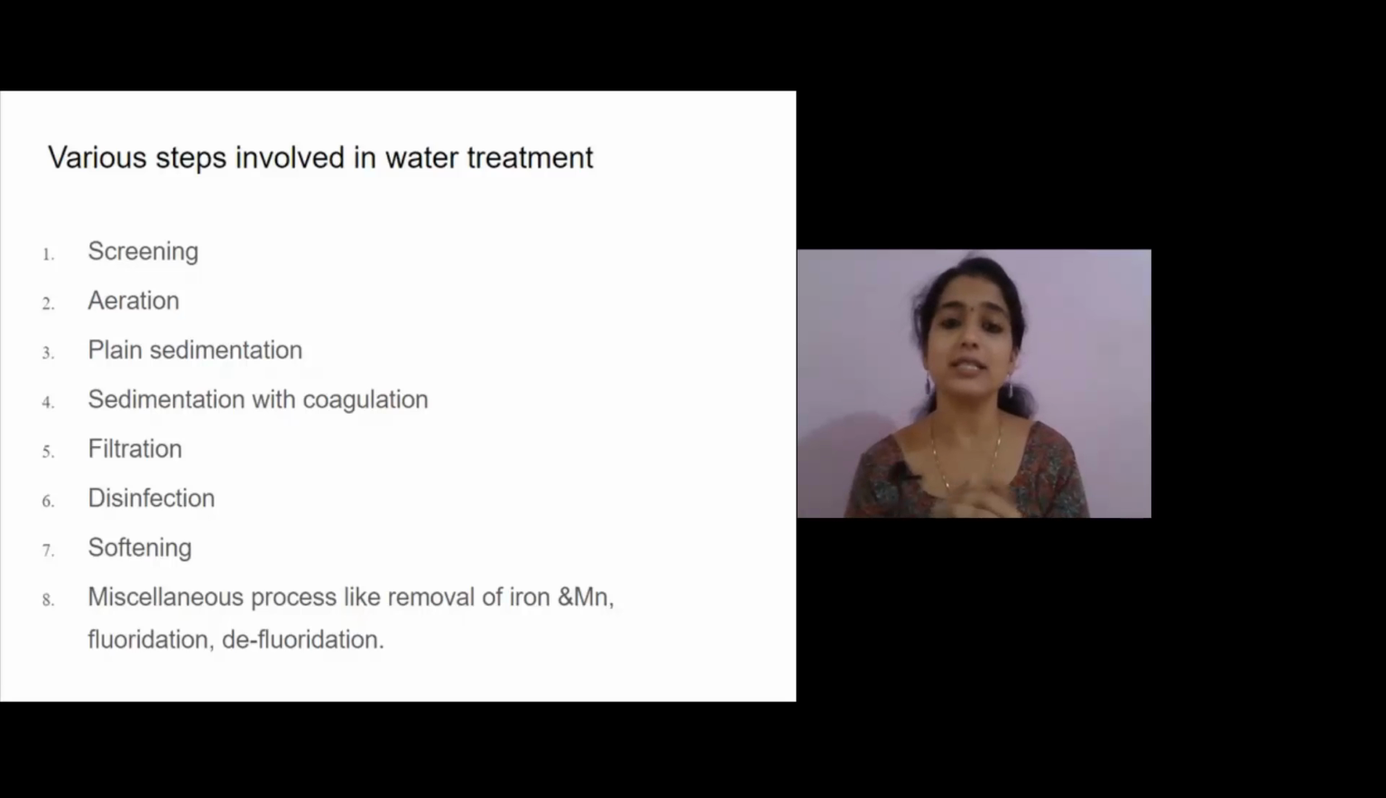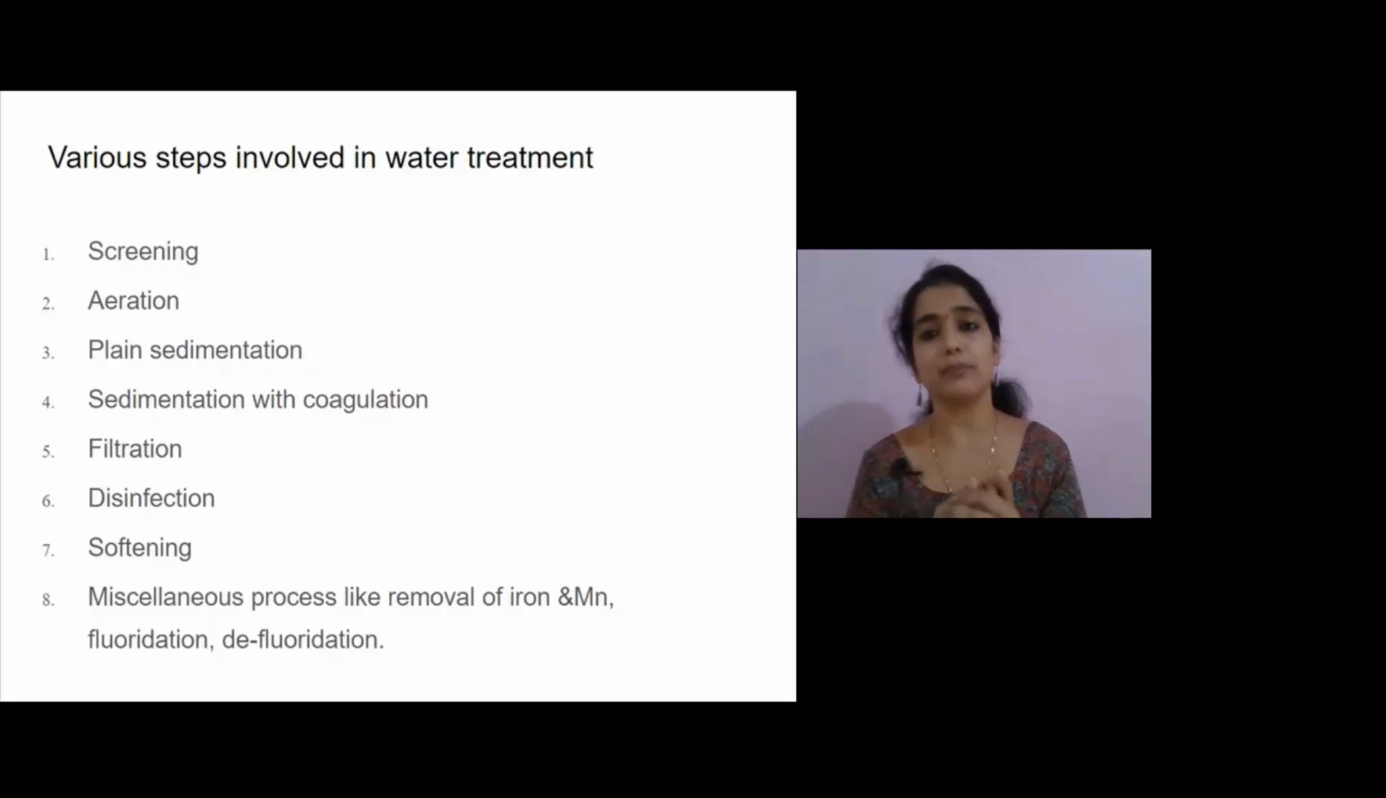Then fourth is sedimentation with coagulation. The non-settleable pollutants are settled by using the coagulation process. Then the filtration process: after coagulation or sedimentation, the suspended particles present in the water are removed by filtration. Then after the filtration, we have to disinfect the water to remove the microorganisms present in the water.